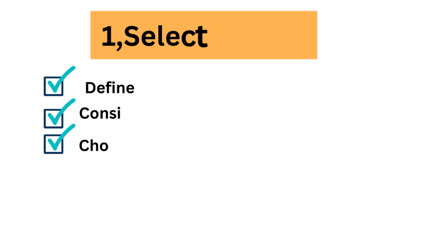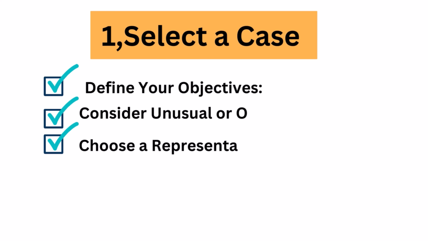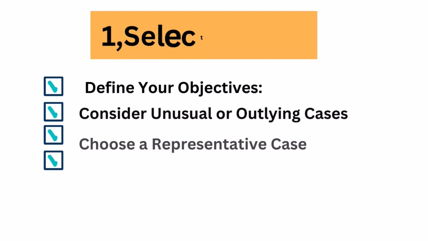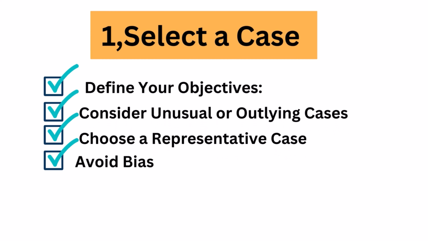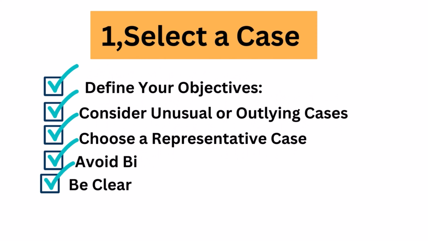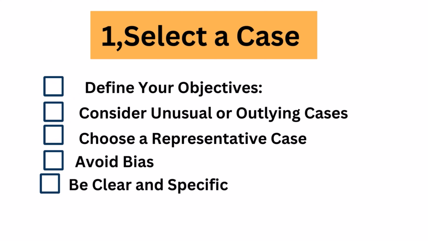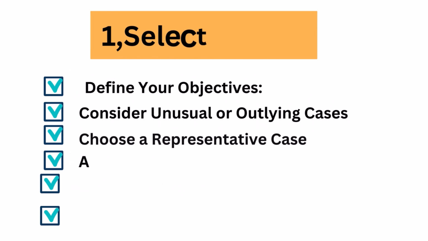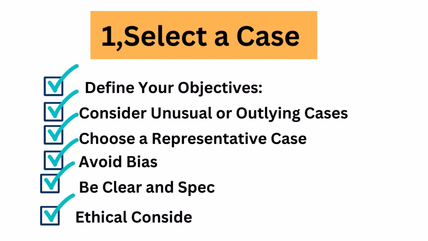Choose a representative case. Alternatively, select a common or representative case to exemplify a particular category, experience, or phenomenon. Avoid bias. Ensure your selection process is unbiased using random or criteria-based selection. Be clear and specific. Clearly define the boundaries of your study design. Ethical considerations. Consider ethical issues, such as confidentiality and informed consent.